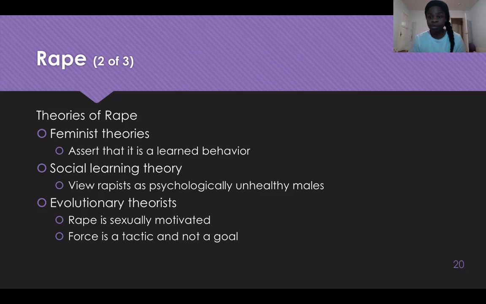Evolutionary theories. Evolutionary theorists maintain that it is a maladaptive consequence of male reproductive strategy. So rape is sexually motivated. Force is a tactic and not a goal when it comes to rape, etc. Specifically, therapists who work with rapists assert that in most cases, rape is sexually motivated and that violence is a tactic used to gain sexual compliance. It's not the goal.